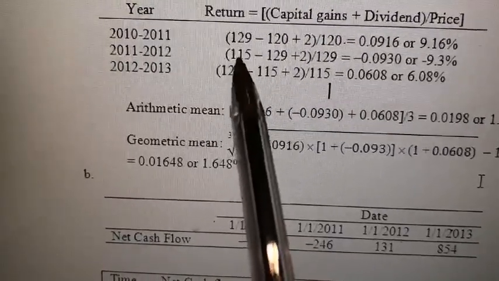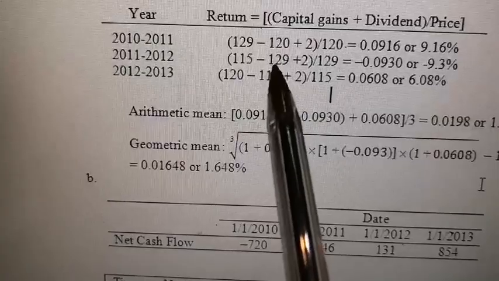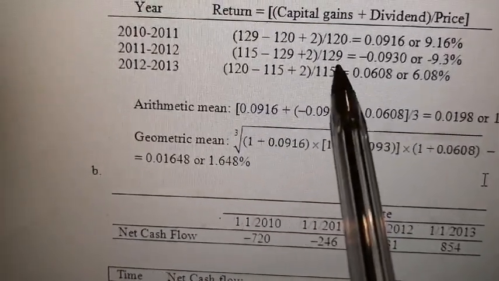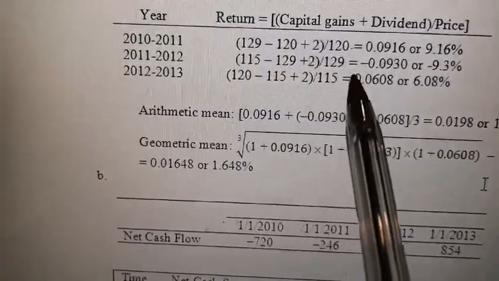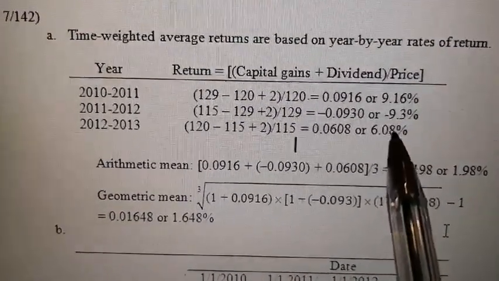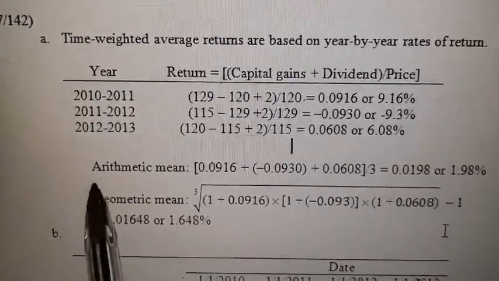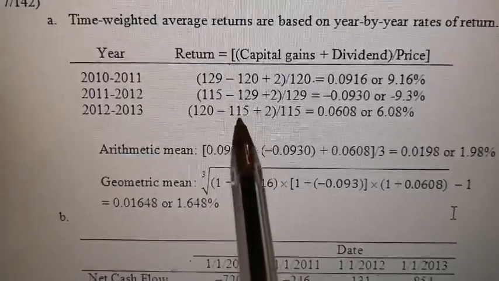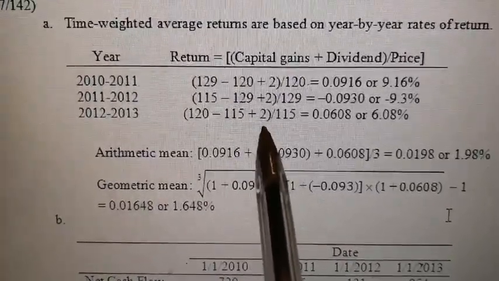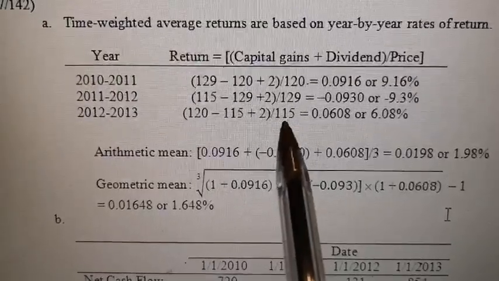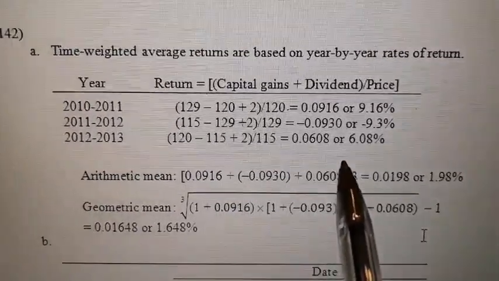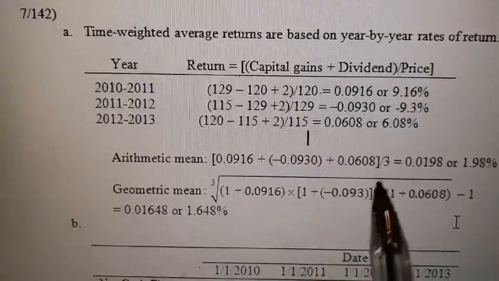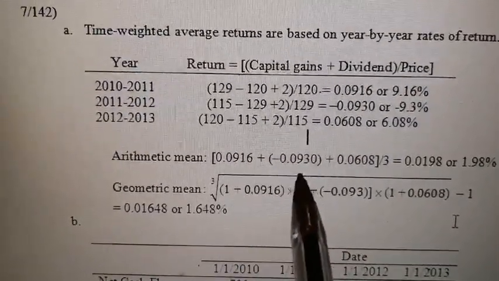ending price or price of 2012 minus 2011 price plus dividend over 2011 price. The answer is 9.3%. From 2012 till 2013, also 2013 price minus 2012 price plus dividend over 2012 price, and the answer is 6.08%. Now, to compute the arithmetic mean, it is the summation of the 3 returns over 3.